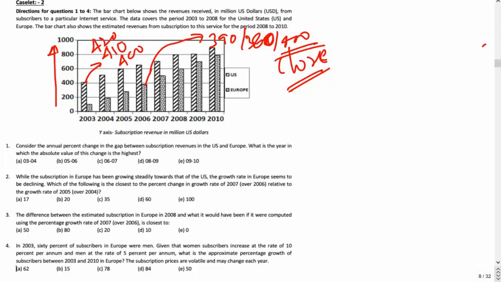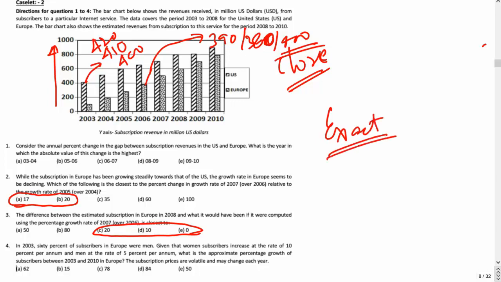Whenever this kind of caselet comes, as a thumb rule, please understand that answer choices like this can be very easily ruled out. Why can it be ruled out? Because the answer choices cannot be so close, because they have not given you an exact value, exact data points they have not shared with you. So having said that, let's start solving this particular question.